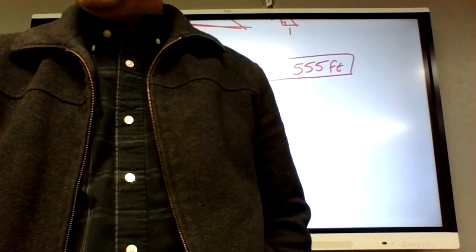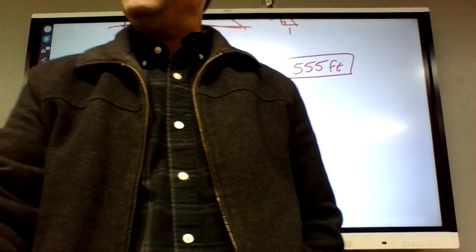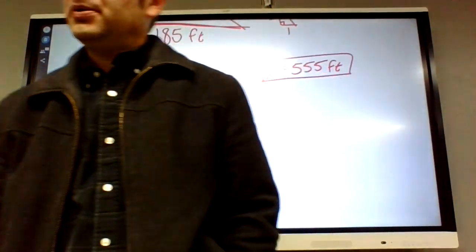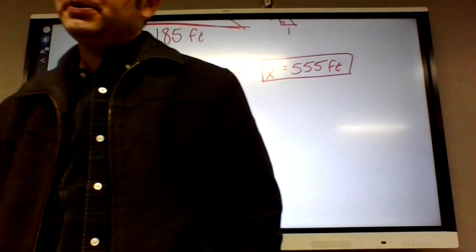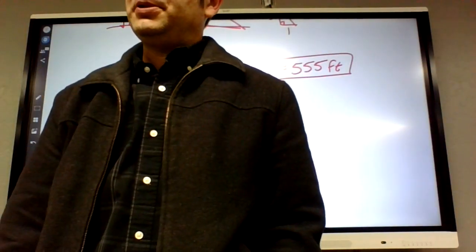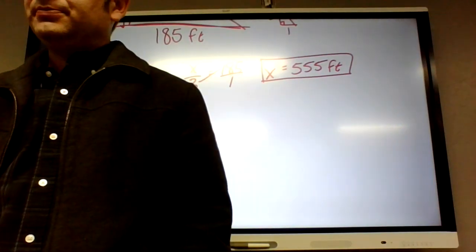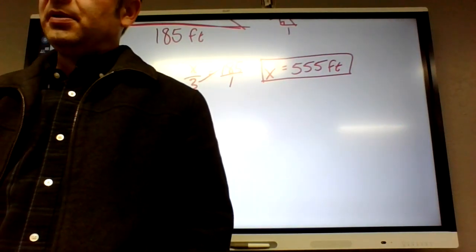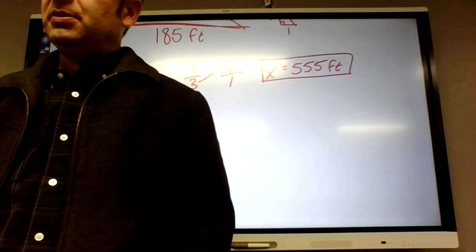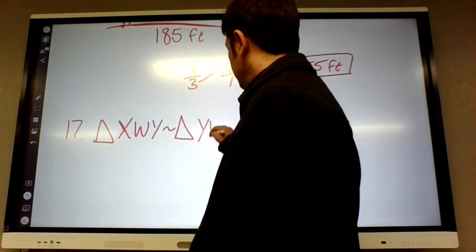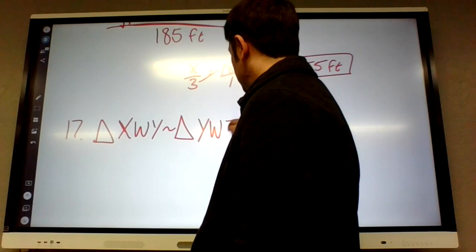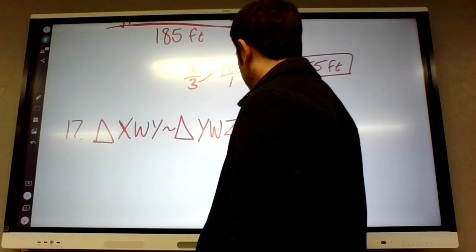Okay, so on the left triangle, what's the toe? Yeah, the toe on the left triangle is Y. What's the heel? W. So it's Y, W. And then the last one is Y, W, Z.